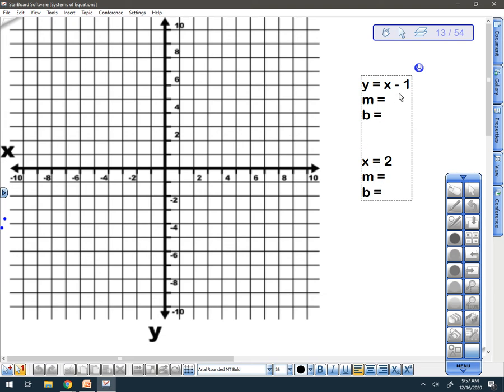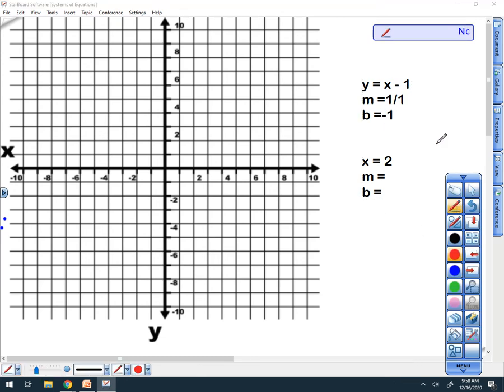So if we look at this one, what's your m? The slope is whatever number's in front of the x. There's nothing there, so it's a 1. So then what's the slope? The slope is 1, so you can just make it 1 over 1. And then what's your b? What's the number in the back? It's a minus 1, which means we're going to cross at -1.